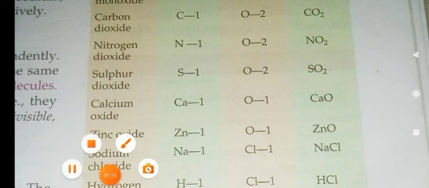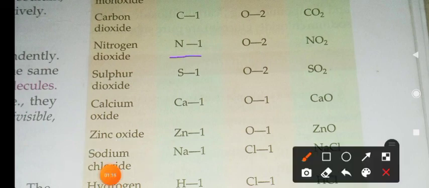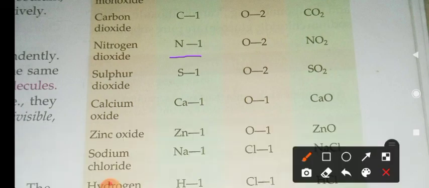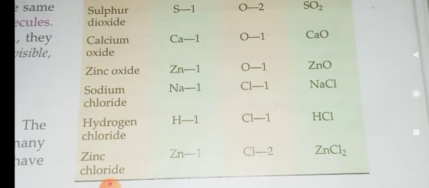See, we can say one molecule of nitrogen. Either it may be one molecule of nitrogen or one atom of nitrogen, both are the same. If it is two, you have to use the word molecules, or two atoms, you have to represent two atoms or one molecule of oxygen. Here it is oxygen, whatever may be the element. The next one is sulfur dioxide: one molecule of sulfur or one atom of sulfur, and two molecules of oxygen combine to form sulfur dioxide. The next element is calcium oxide.